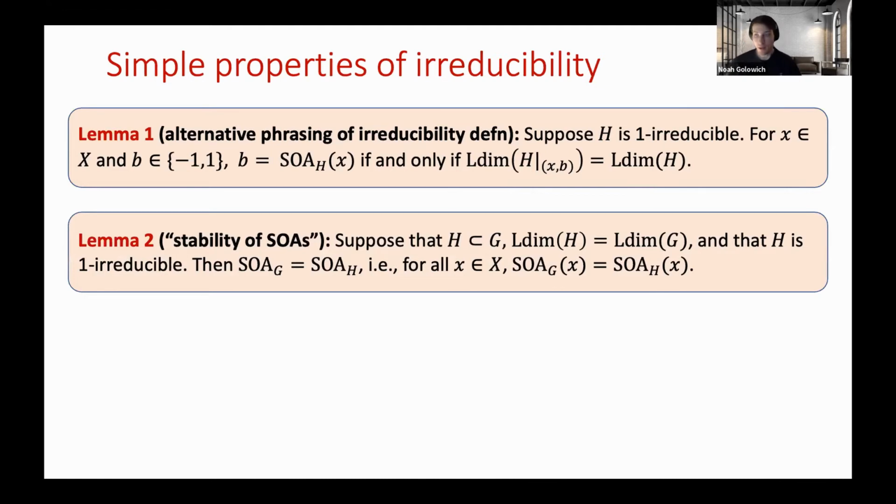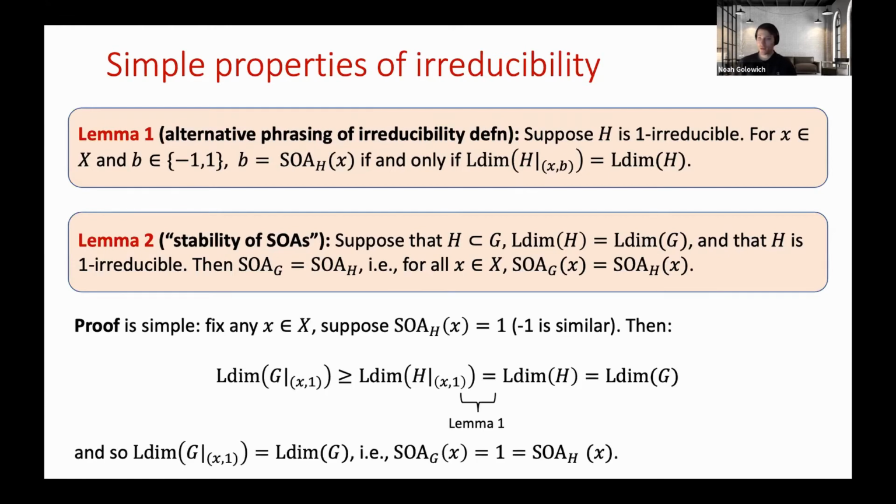And here's the main stability lemma. It says the following. Suppose we have two classes, H and G, and H is a subset of G. Suppose also that their Littlestone dimensions are equal, and that H is one irreducible. Then the SOA hypotheses for H and G are identically equal. In other words, for all points x in our space, SOA G of x is equal to SOA H of x. And proving this lemma is really very simple. It's two lines, so I'm going to present it fully here.